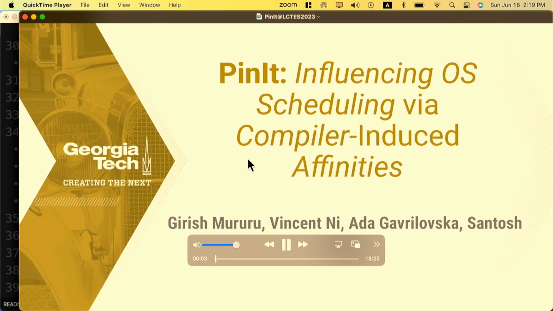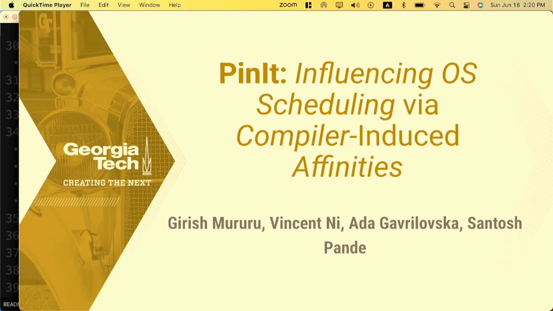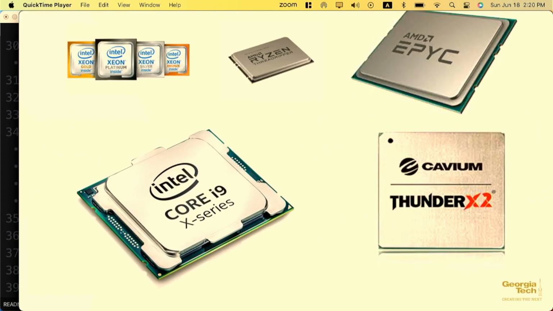Hi everyone, I'm Girish Mururu. I'm currently at ByteDance TikTok, where I work on compiler optimizations. This work was done along with Vincent, Professor Ada, and Professor Santosh Pande while I was at Georgia Tech. I'm sorry that I'm not presenting this work in person. I hope the recording does a fair job in presenting this work. PinIt: influencing OS scheduling via compiler-induced affinities.